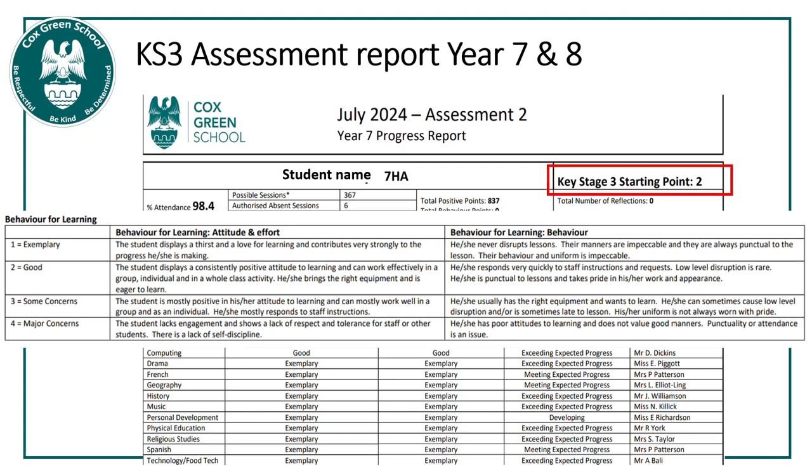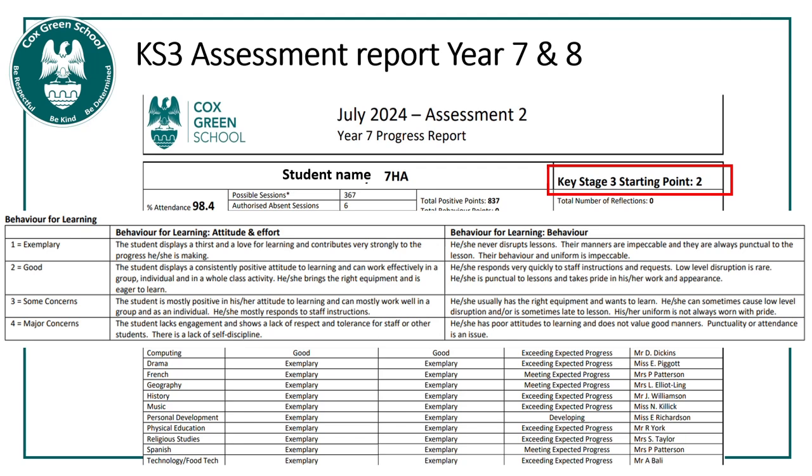So attitude and effort, which is the first column, reflects how well students are working in class, how engaged they are, how often they complete all of their work, how proactive they are around the work that they do. So that reflects the attitude and effort. The behaviour column is actually supposed to represent how they're behaving in class.